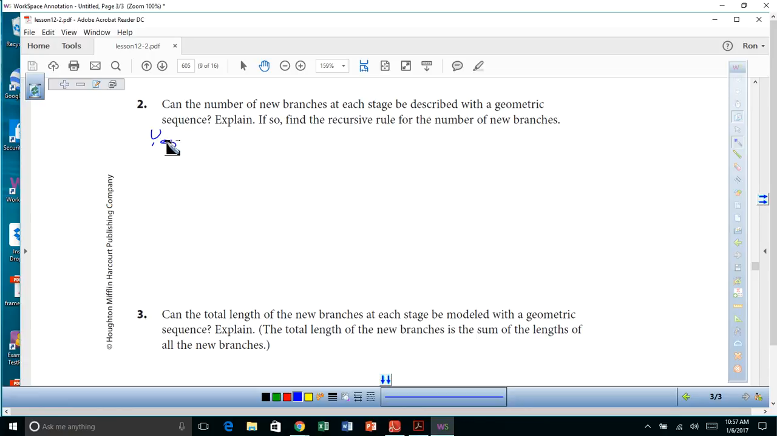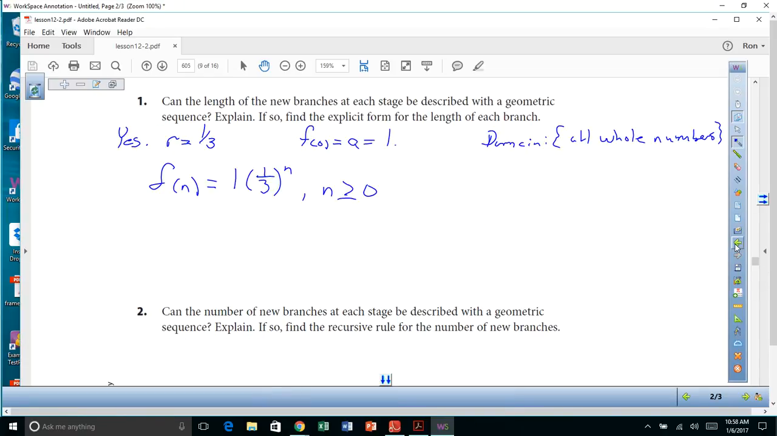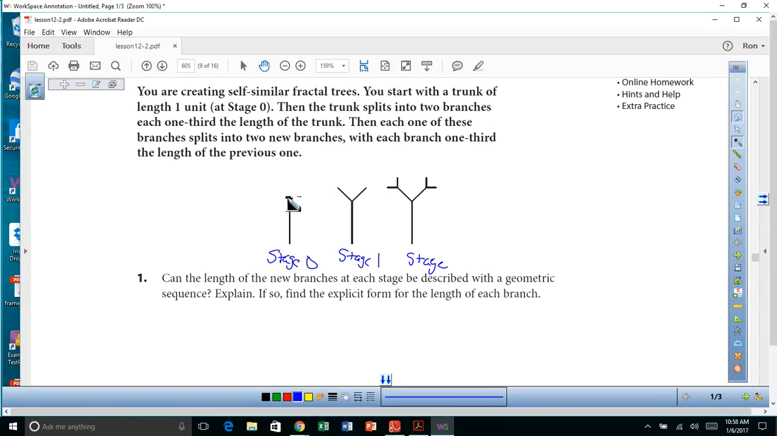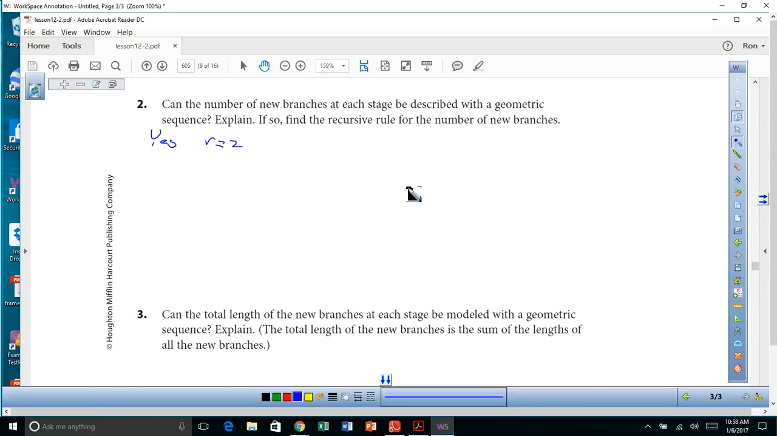Explain. Well, the common ratio is 2. So r equals 2 because the number of new branches created at each stage is double the number of the branches from the previous stage. And go back and look at that. Here we got the trunk and then 2 branches, and then off of each branch 2 more branches. So the common ratio would be 2.